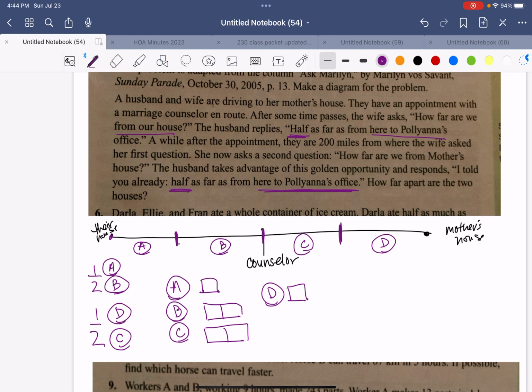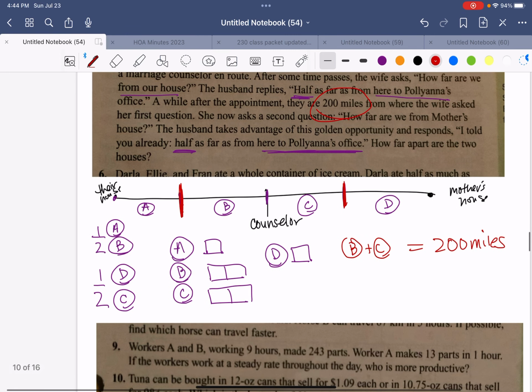And then you're using the information about the 200. The 200 miles is telling you the distance from where the wife asked her first question. So after some time passes, the wife asks, how far are we from our house? She asks the first question. That's here. And they're 200 miles from where she asked her first question when she asks her second question. So the difference from red to red is B and C, and that has to be 200 miles. So you're going to say, okay, how many boxes are B and C together? That's going to be 4 boxes.